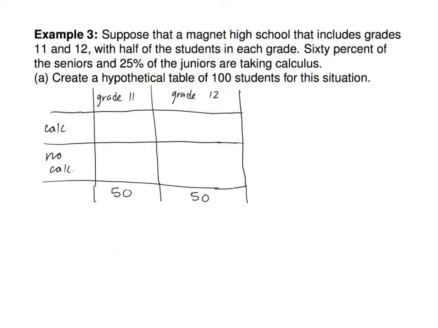Now the next thing I know is that 60% of the seniors and 25% of the juniors are taking calculus. So I took this 50. How many of them are going to be in calculus? How would you figure that out? 60% of them, right? So 50 times 0.6, and I think that comes out to be 30, right? And then how many are not in calculus then? 20.